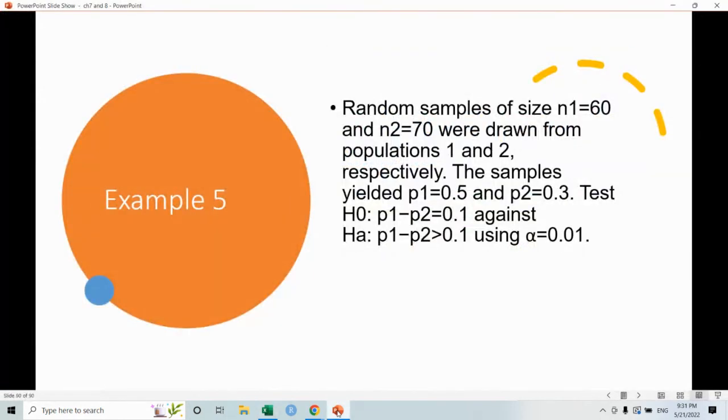Example 5: a random sample of size n1, our sample size is 60, and the second sample size is 70, were drawn from two populations. Samples yielded a proportion P1 equals 0.5 and P2 equals 0.3. Test the null hypothesis that the difference in those proportions is 0.1 against the alternative hypothesis that the difference in those proportions is greater than 0.1, using alpha equals 0.01.